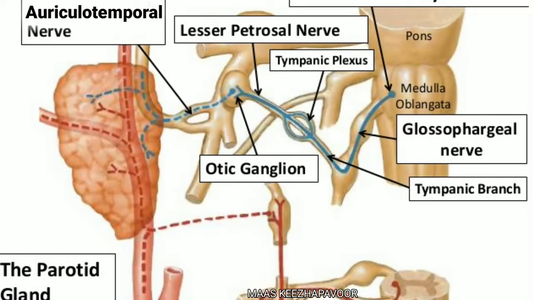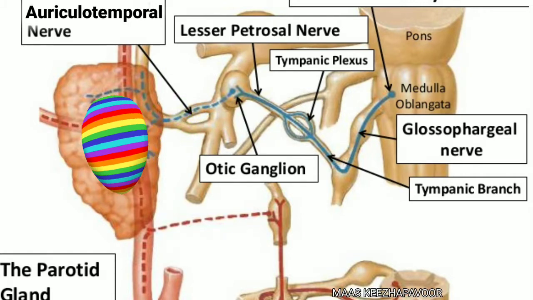The secretomotor fibers to parotid gland start from inferior salivary nucleus, glossopharyngeal nerve, tympanic branch, which is also known as Jacobson's nerve, then to the tympanic plexus that lies over the promontory of middle ear. Through lesser petrosal nerve, the fibers are relayed in the otic ganglion. The postganglionic fibers pass to the auriculotemporal nerve and reaches the parotid gland.